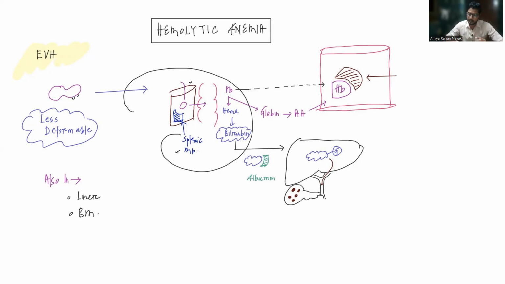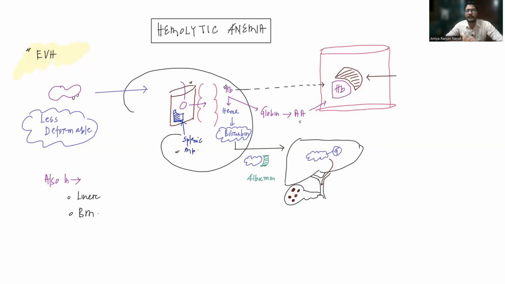Once the RBC is destroyed, the hemoglobin will come out, and hemoglobin is further metabolized to heme and globin. The globin part will be converted to amino acids that will go to the bloodstream, and the heme component will be further metabolized to bilirubin. This bilirubin will go to the liver, and in the liver it will be further metabolized. This is what we have already discussed when I discussed the fate of senescent RBCs. Okay. Now, what happens in extravascular hemolysis?